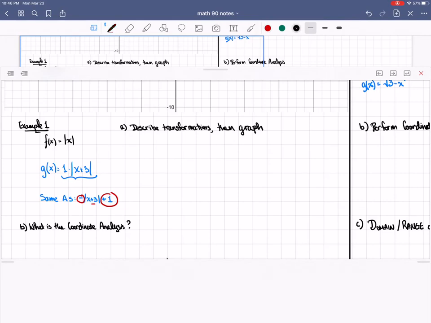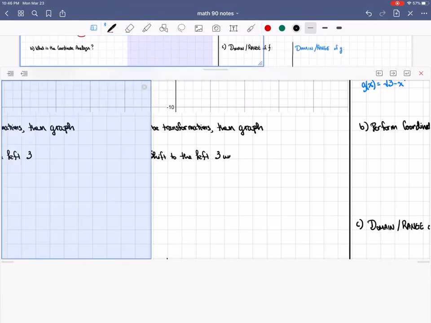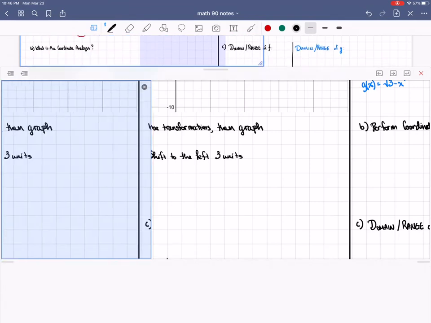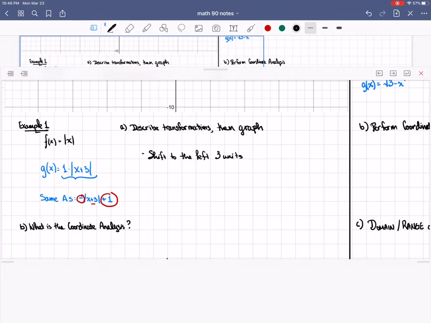So we'll do that here. Replacing x with x plus 3 is a shift to the left. So that was from one of our first transformations lessons. So we have a shift left 3 units. The minus on the outside, so that goes back to our reflections lesson, which was the one that we just had. So that's a reflection in the x-axis.